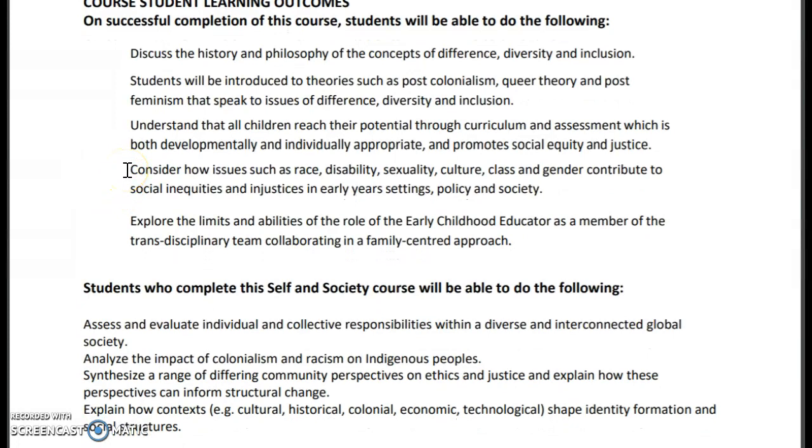So we'll also be considering how issues such as race, disability, sexuality, culture, class, and gender contribute to social inequities and injustices in early learning settings, policies, and society. And then lastly, we'll be exploring the role of the early childhood educator as a member of the transdisciplinary team in supporting families. So in this sense, we'll be looking at ways of seeing and ways of listening to multiple perspectives.